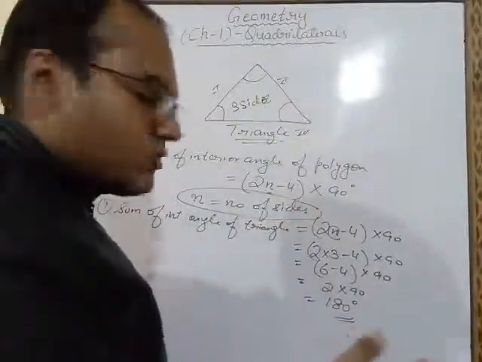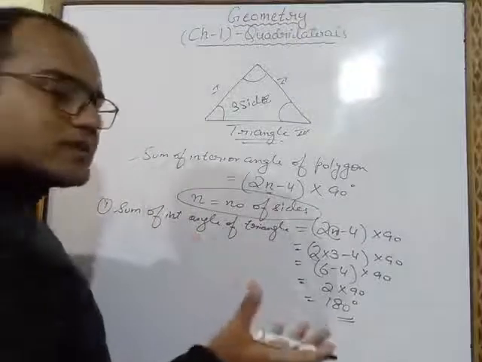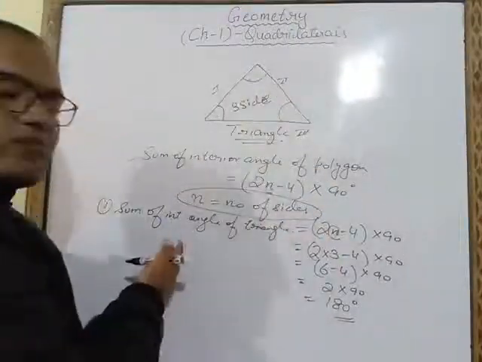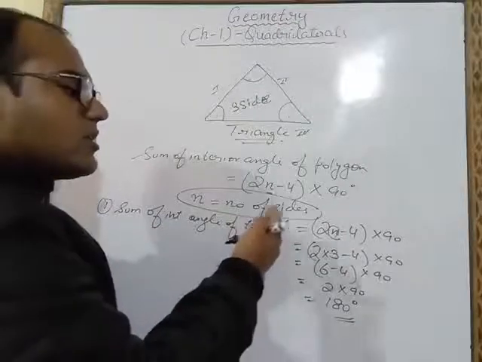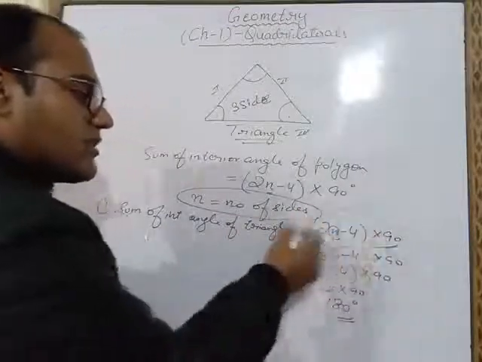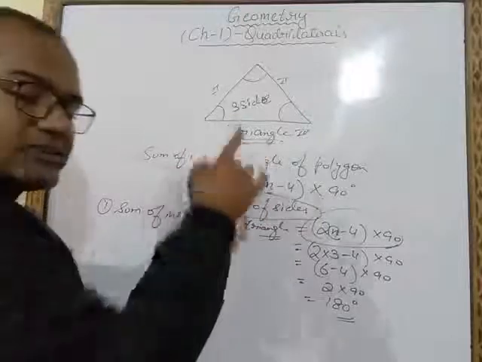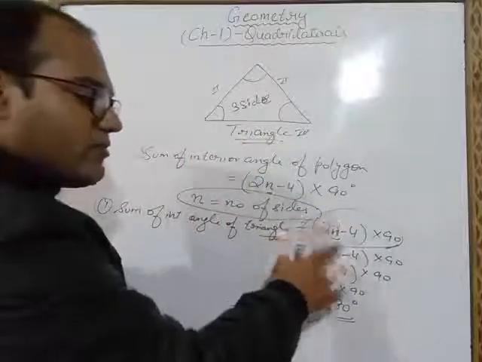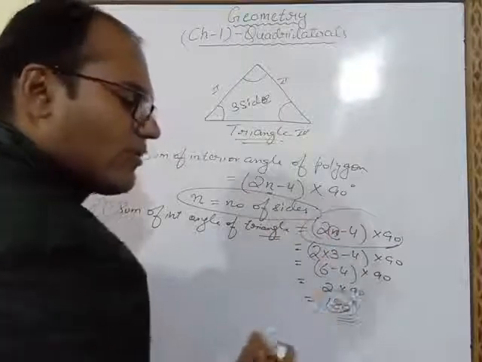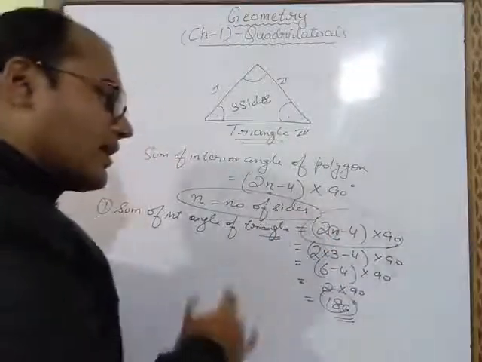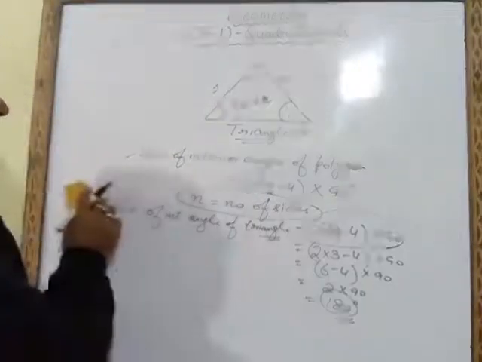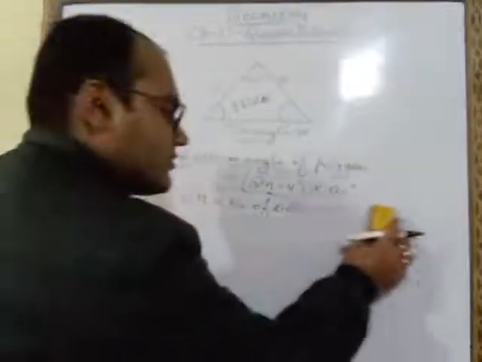So this is the formula how we will find the sum of interior angles of a triangle. We will use the sum of interior angles of a polygon formula, but the special name of this three-sided polygon is triangle. That's why we will put n value 3 here and we will get the sum of all the interior angles of a triangle.